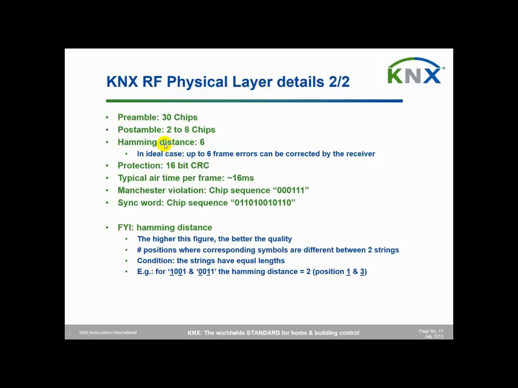Also interesting here is maybe to mention the Hamming distance, which is in case of KNX RF 6. That means, this 6 means that in an ideal case, up to 6 frame errors can be corrected by the receiver. So even mistakes during transmission could be corrected. Which means that as such 6 as Hamming distance, although I'm not an expert myself, seems to be quite high quality. That's what I have been told. Okay, so that's the physical layer.